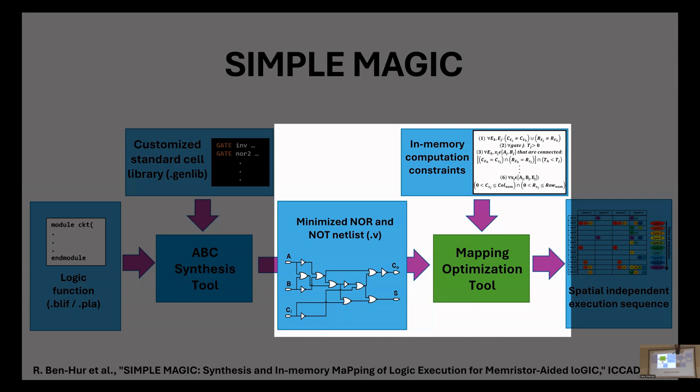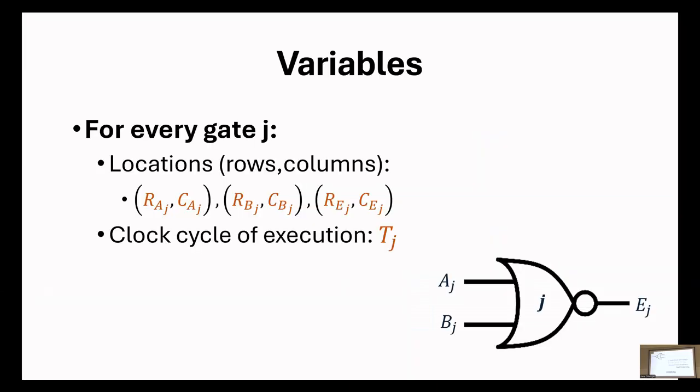So we get the netlist. We also get the constraints for the optimization problem, and then we will get the mapping. What is the problem? First, the variables that we have: for every gate j, we have the inputs of the gate and the output of the gate, and we need to know their locations, meaning in which row and which column each input and output is. And we also need to know the clock cycle in which the gate was executed.